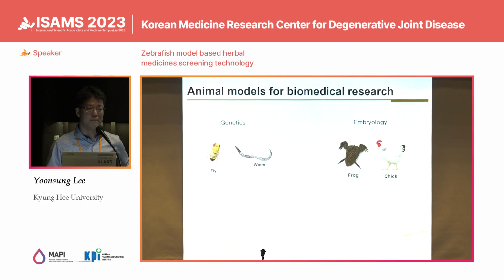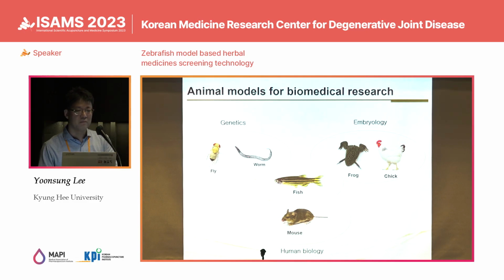And for embryology, like developmental biology, the frog and chicken models were used very actively. But most of all, for human biology and clinical studies, the mouse system is a powerful genetic system and also a very useful animal model for clinical science. And among those, I'm going to talk about the other model called the zebrafish model system.